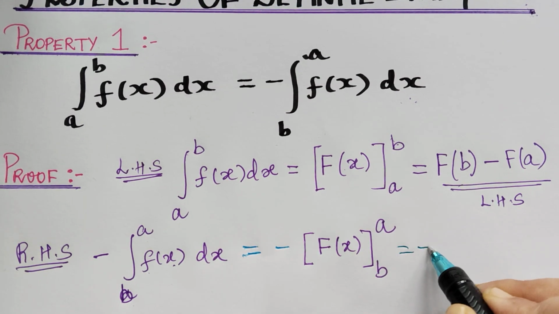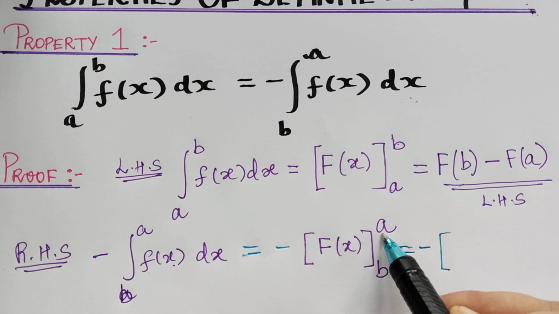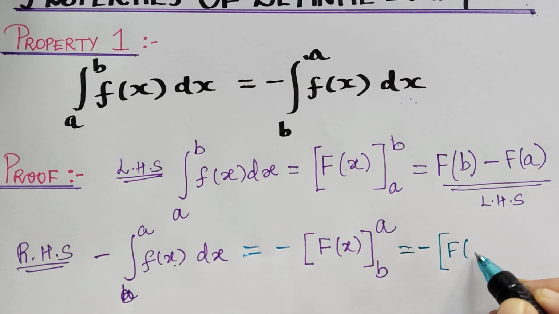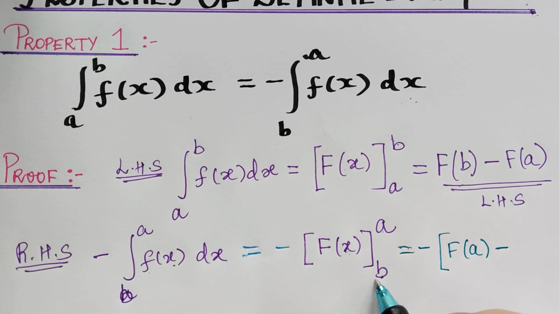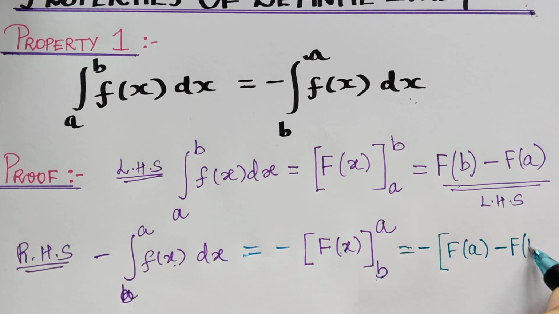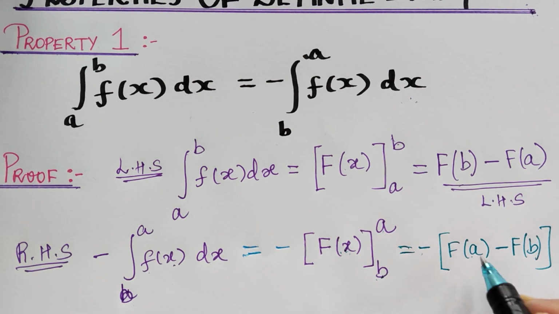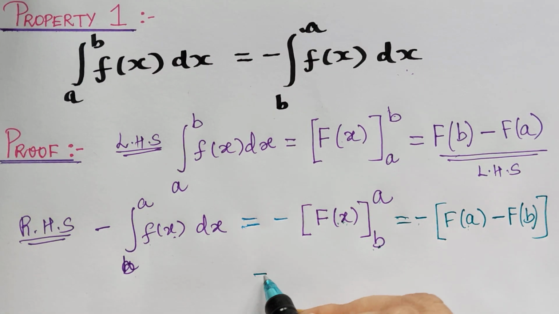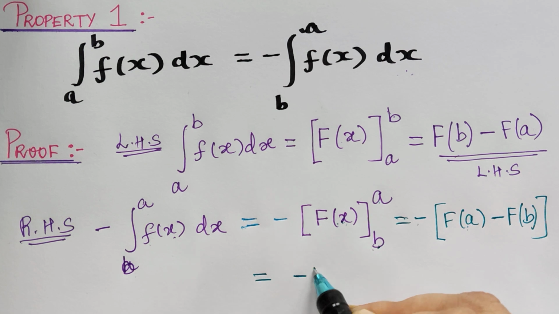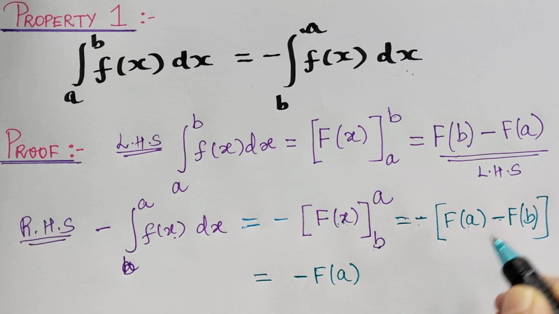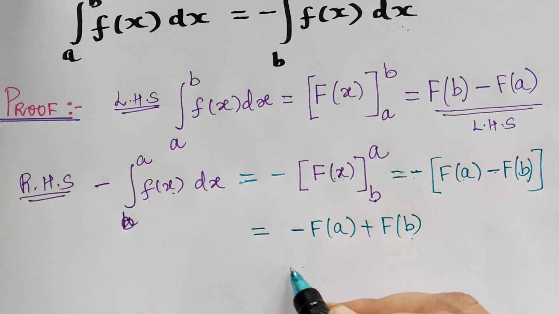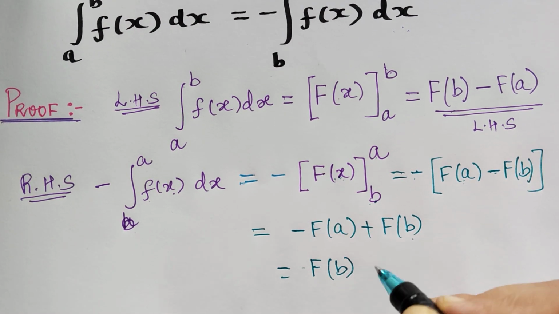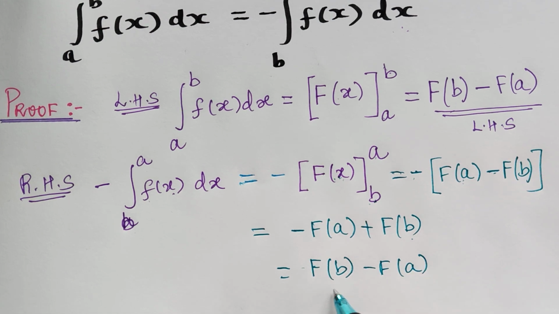So that will be minus of, so now if you see, the upper limit is a over here, so it will be F of a minus the lower limit. What is the lower limit? It is b. So on applying b, we get minus F of b. Now we have a negative sign inside. So on multiplying this negative inside the bracket, we get minus F of a, and minus into minus becomes plus F of b. So this can be rewritten as F of b minus F of a. And so this gives us the right hand side.